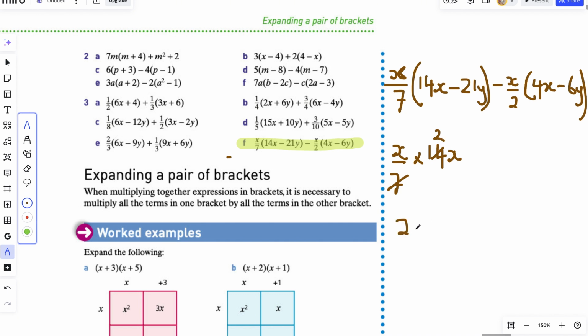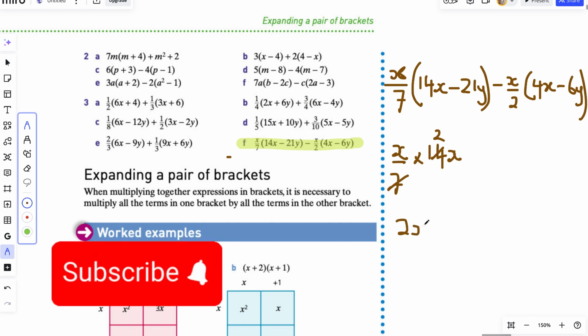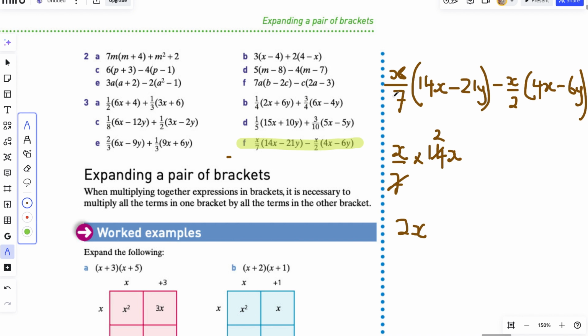So we write it down. We have 2x squared. If we multiply this fraction outside with this first term inside the bracket, we're going to have 2x squared. Why do we have x squared? Because this x here, multiplied by this x, you get x squared, and this 2.